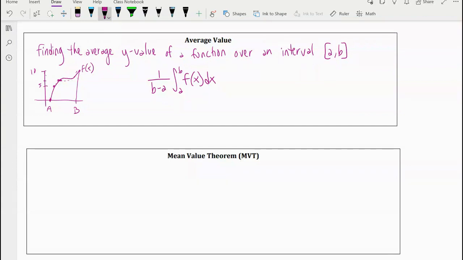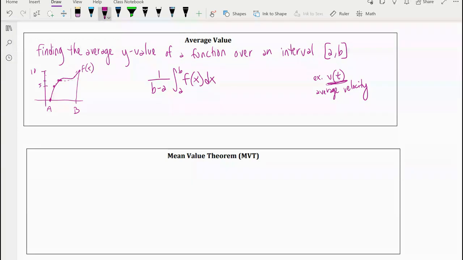So for example, let's say I was given v of t is equal to something. I'm given velocity. Average value would find the average velocity. So given v of t, this formula would give me average velocity, okay? Because I'm given the velocity function, this would give me average velocity. It would not give me average distance. It would not give me average acceleration. I am given the function velocity, so this finds average velocity, okay?